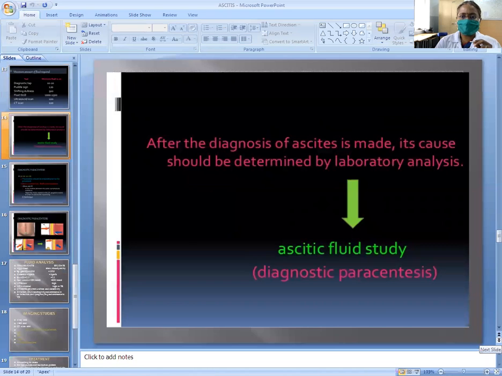Now, once there is a diagnosis of ascites, your aim is to find out the cause of ascites. In 85% of cases it is liver cirrhosis. But still, you have to find out the cause of ascites. Its cause should be determined by laboratory analysis. The important investigation is ascitic fluid study, or the fluid analysis.